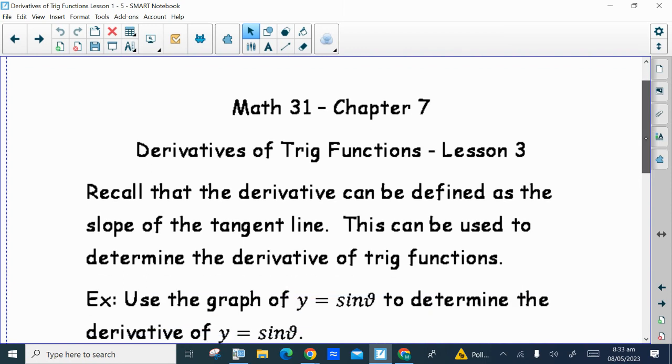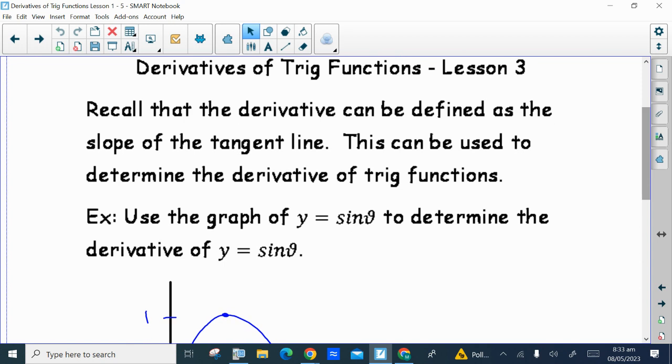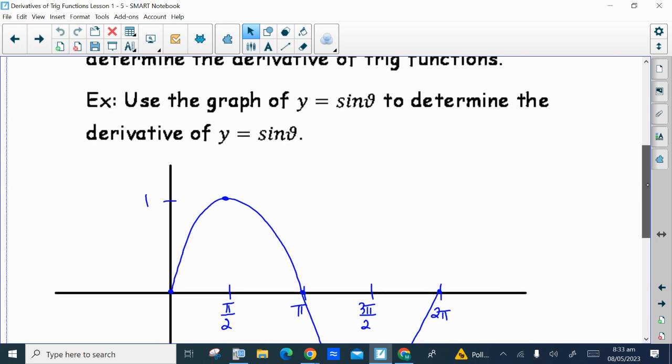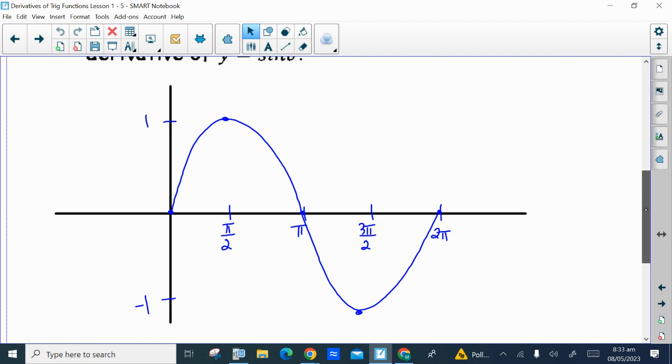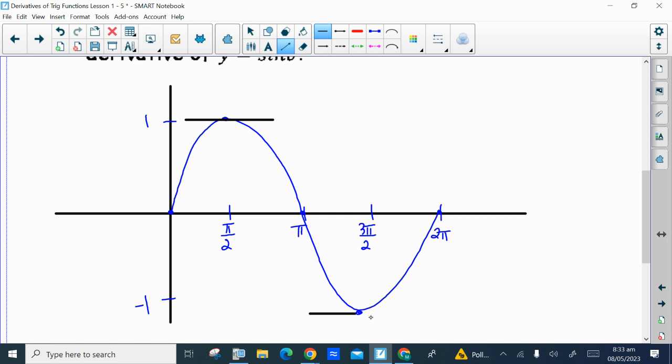Remember that derivatives can be defined as the slope of the tangent line. So this can be used to determine the derivative of trig functions. If we use the graph of sine theta to determine the derivative of y equals sine theta, remember again that the derivative can be used to find the slope of the tangent line. What we do know is that at max and min points, the tangent lines will be horizontal, which means that the slope there is 0.